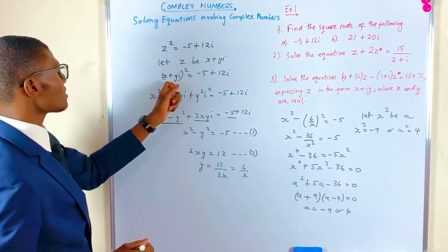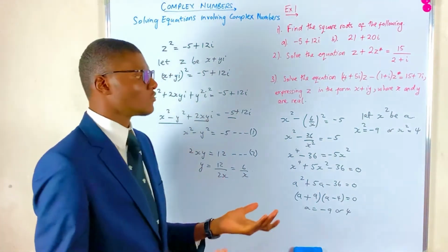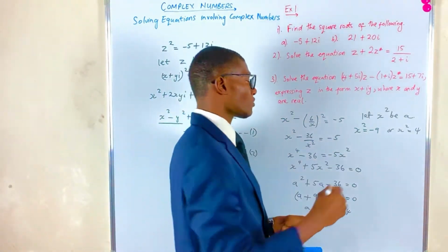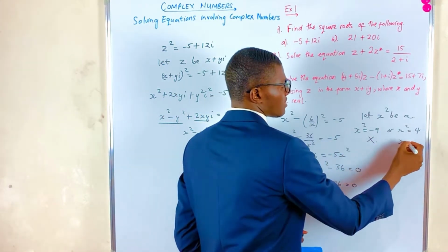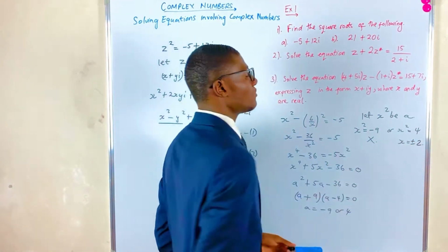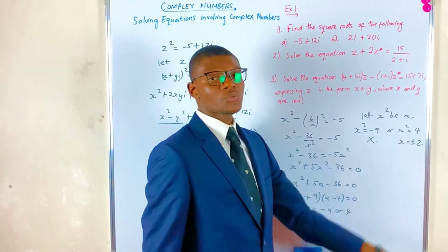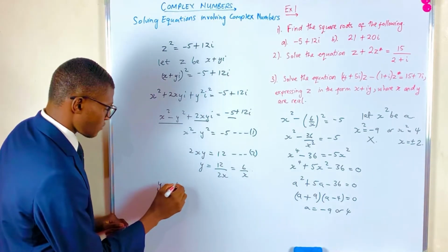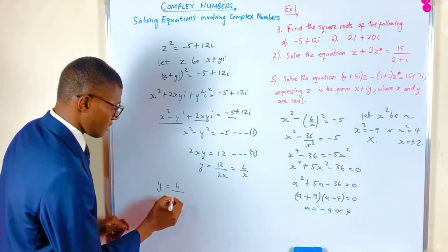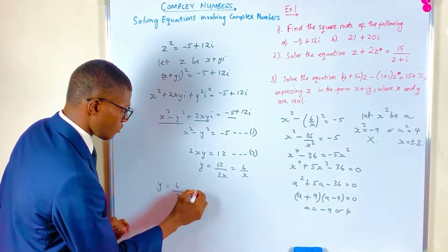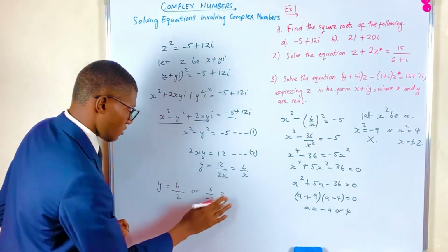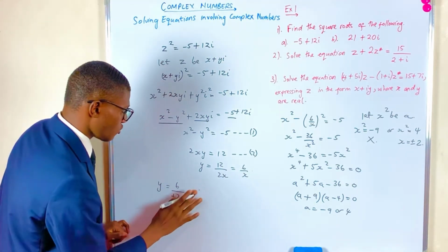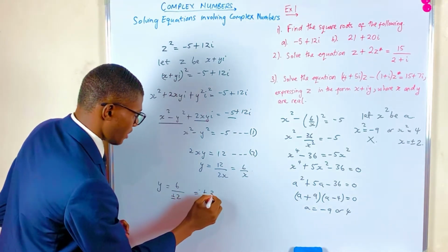But from this, we need x to be the real part of our complex number. So x cannot take a negative value for x squared. So we discard this, which means that x is equal to plus or minus 2, right? x being the root of 4, so x is plus or minus 2. Such that y is equal to 6 over plus or minus 2, which will give us plus or minus 3, right?